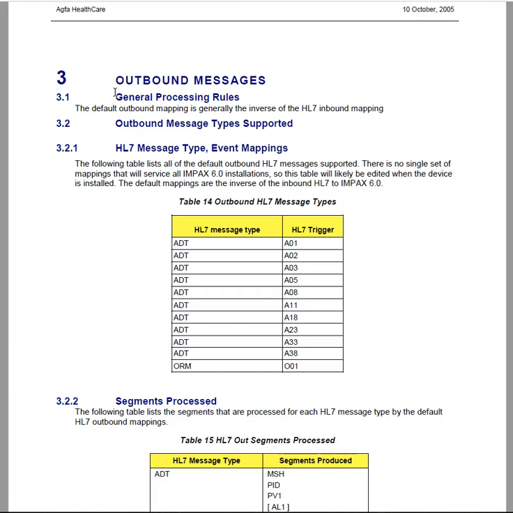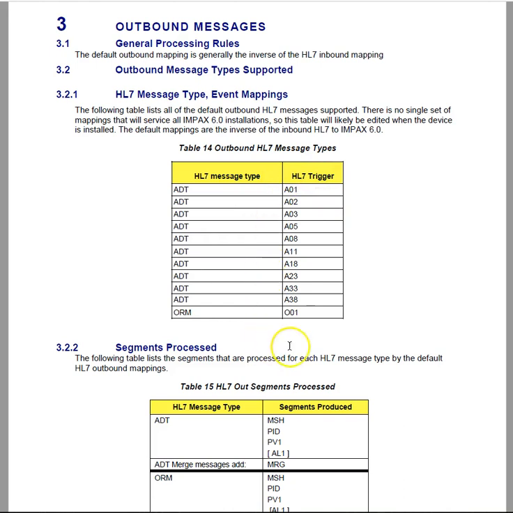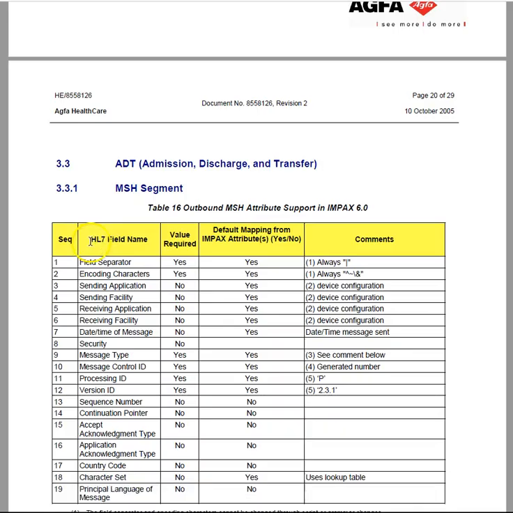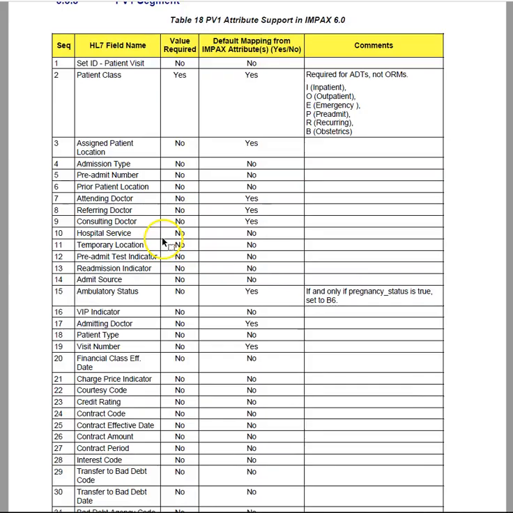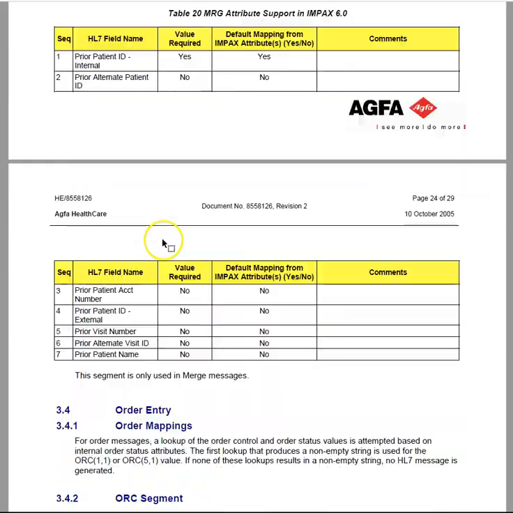These are only the messages that PACS sends out. And here you have the trigger codes, which is even less than what it will take in. It's however many ADTs and 1 ORM, and those are the only outbound messages that we'll send. Again, you have the field table for each of the different segments.